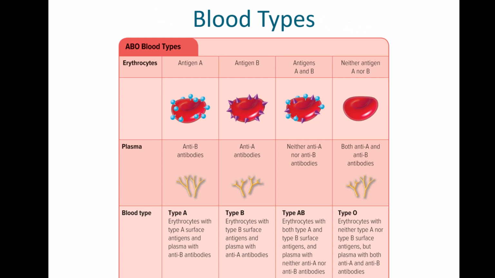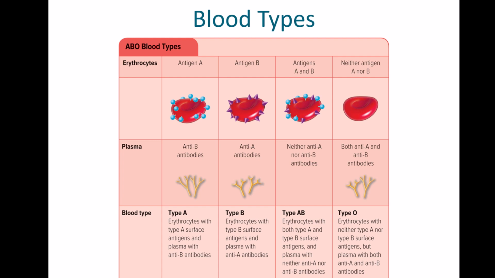Next, let's talk about some blood types. The chart shows the following: erythrocytes, antigen A. Diagram shows antigens with round tips attached to the disc-shaped cell membrane. Antigen B diagram shows antigens with a conical tip attached to the disc-shaped cell membrane. Antigens A and B diagram shows antigens with both round tips and conical tips attached to the disc-shaped cell membrane. Neither antigen A nor B diagram shows a disc-shaped cell with no antigens attached.